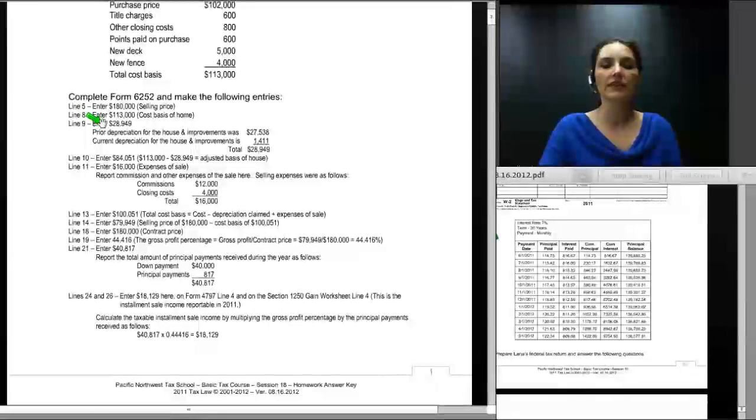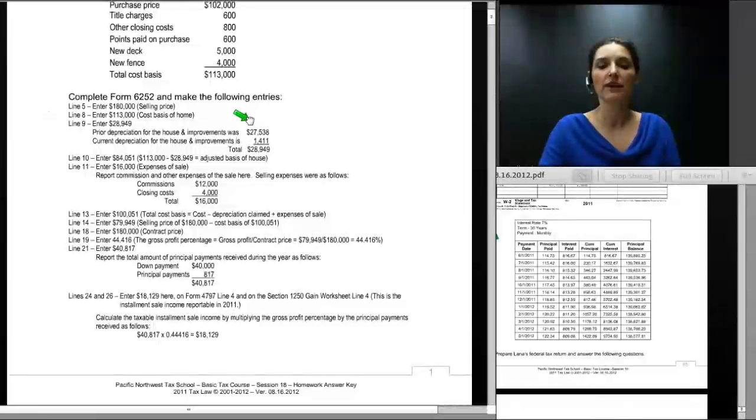When we're completing the 6252, we need to make the following entries. On line 5, we're going to enter $180,000 as the selling price of the home. On line 8, we will enter $113,000 as the cost basis of the home. And then on line 9, we will enter $28,949 of prior depreciation claimed.